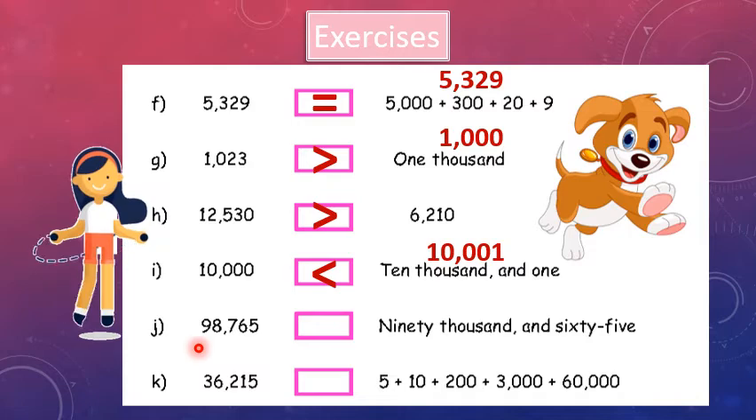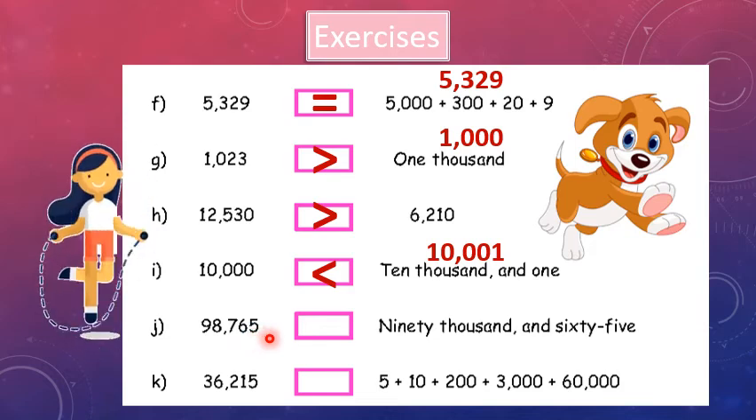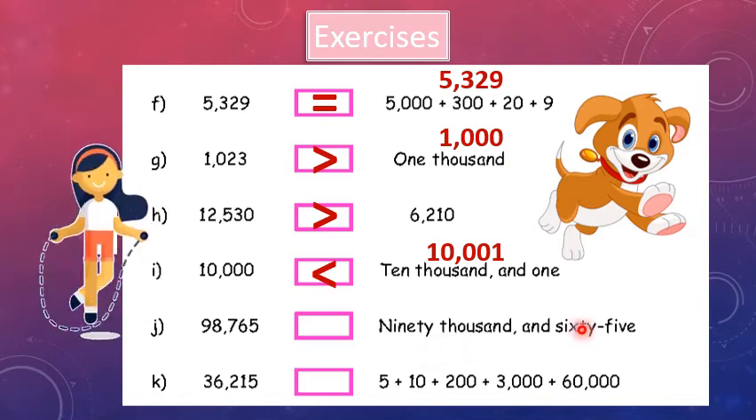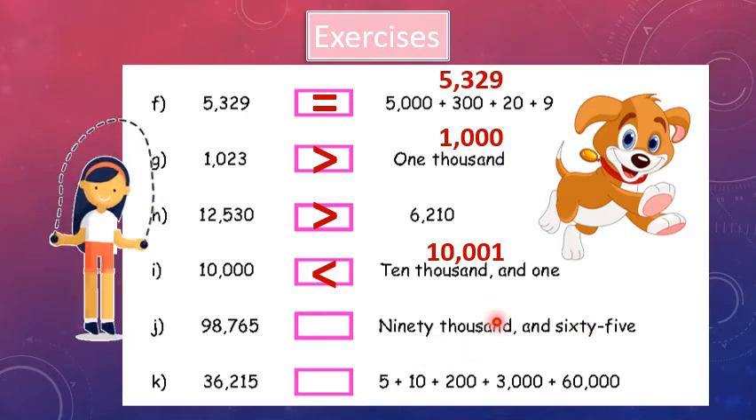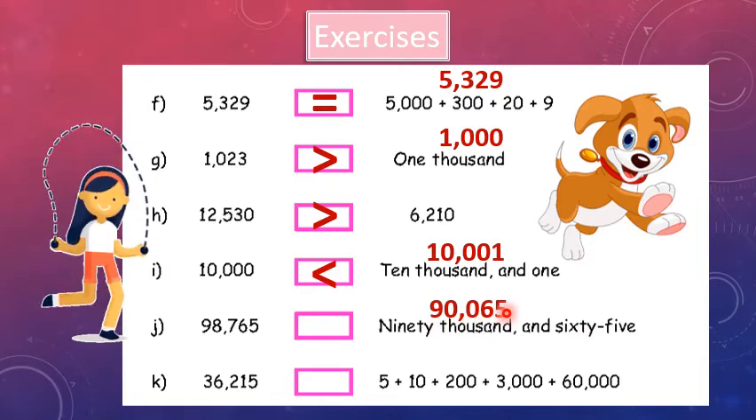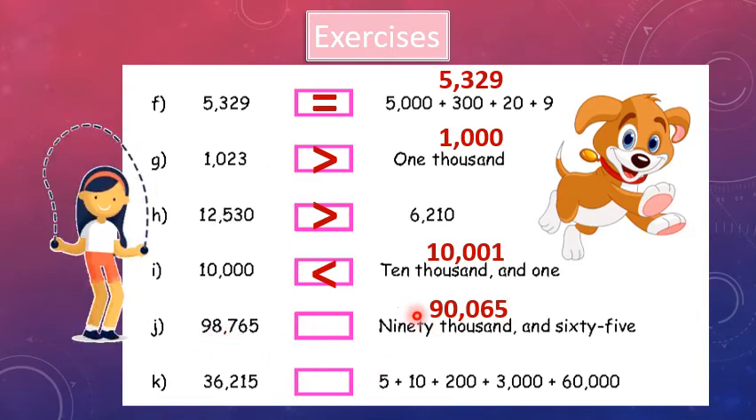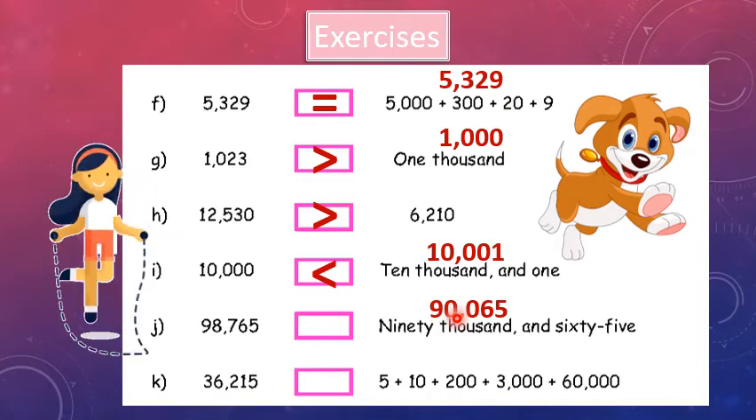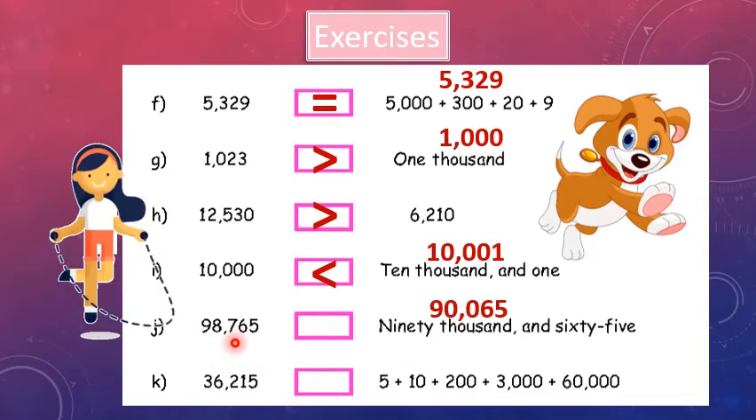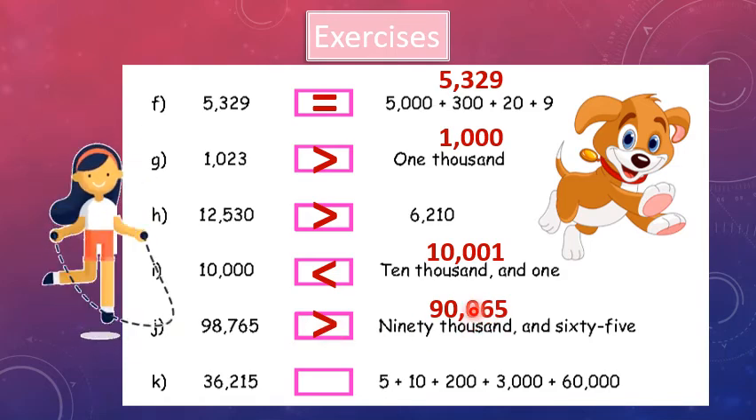Here we have number J, 98,765. Here we have 90,065. First of all, write this number in standard form. It will be 90,065. Then compare. Here we have 98,000. Here we have 90,000 only. Then which is bigger? Good job. It will be 98,765 is more than 90,065.